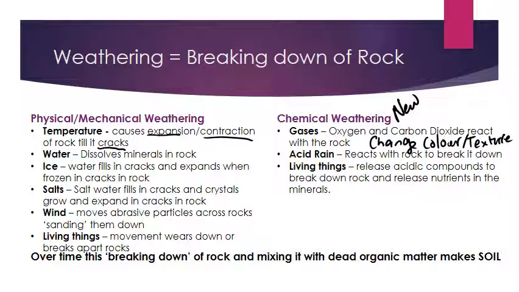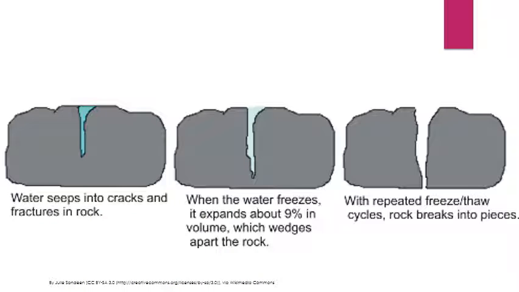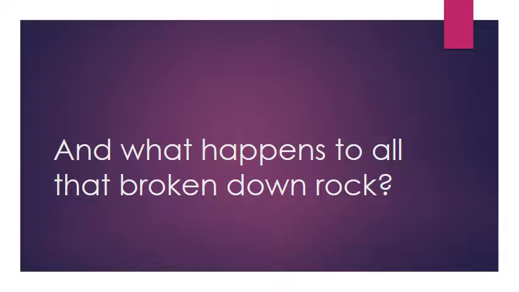Living things too can cause chemical weathering. We tend to release an awful lot of acid, usually in the form of pee. And when we do that, that breaks down the rocks and releases the nutrients that are in there and helps to make soil, which living things like as well. Here's a picture of how water can turn into ice and crack rock further.